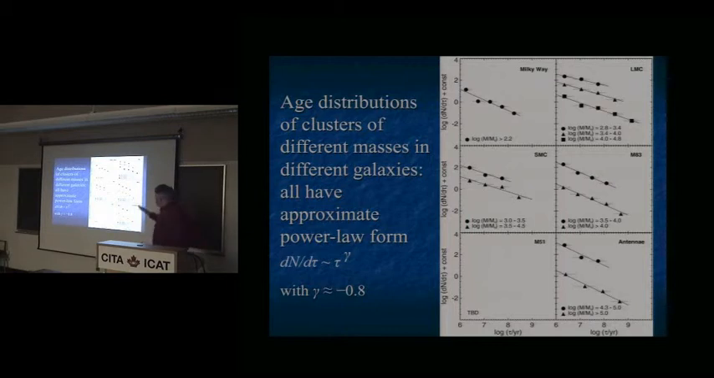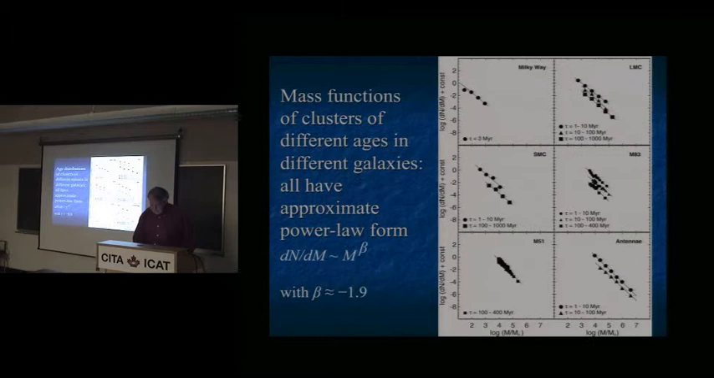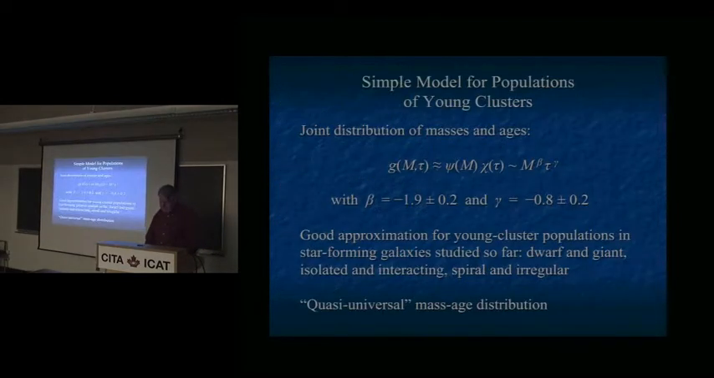So if these things are parallel to each other in different mass intervals, and the mass functions are parallel to each other in different age intervals, it means that the joint distribution is separable in these two variables. So the joint distribution of masses and ages of all of these clusters, you can approximate as the product of two power laws. The index on the mass is about -2, and the index on the age is about -1. And there are no other features seen.